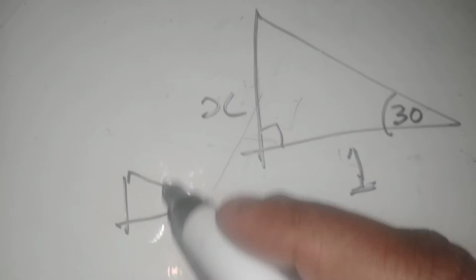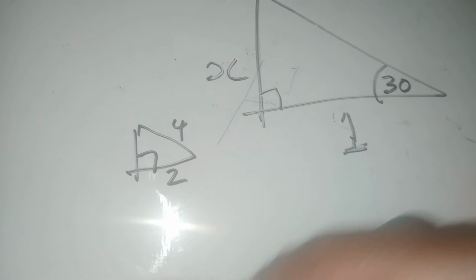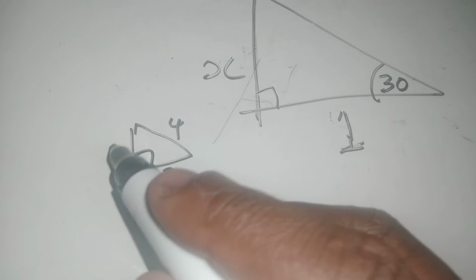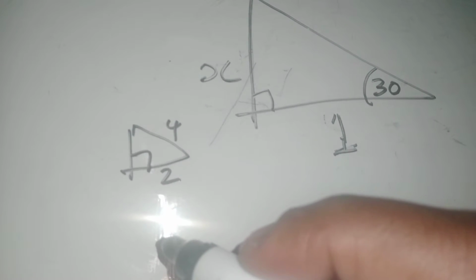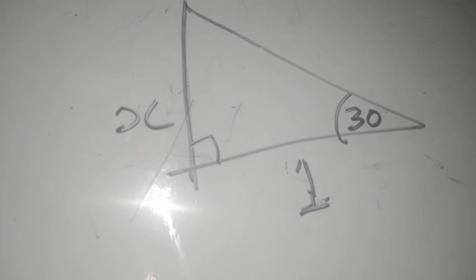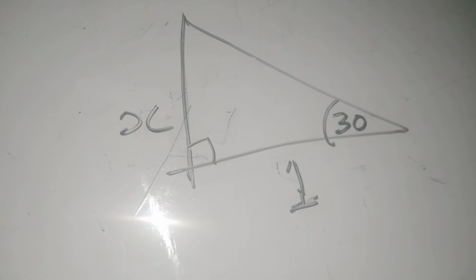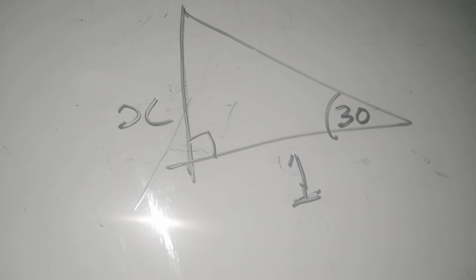For us to use Pythagoras theorem, we always have to have two known sides. For instance, if we're given that the hypotenuse is 4 and this side is 2, we can find the missing side using Pythagoras theorem. But in this case, we can't use Pythagoras theorem because we only have one side. So whenever one side is given, what you have to do is check how it's related to the angle.